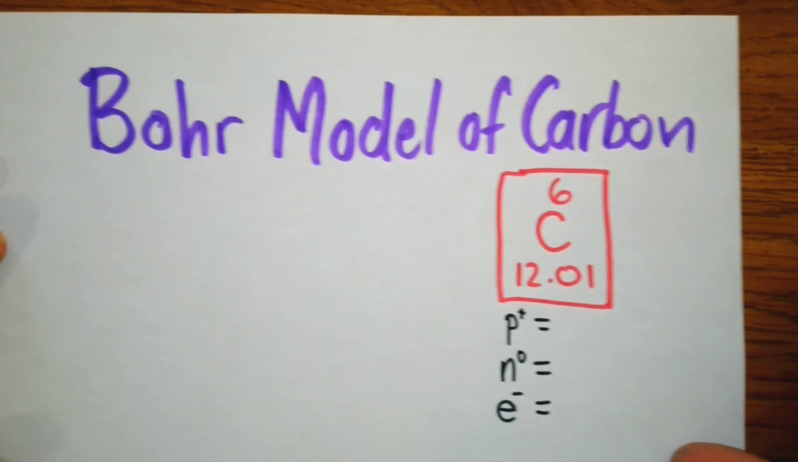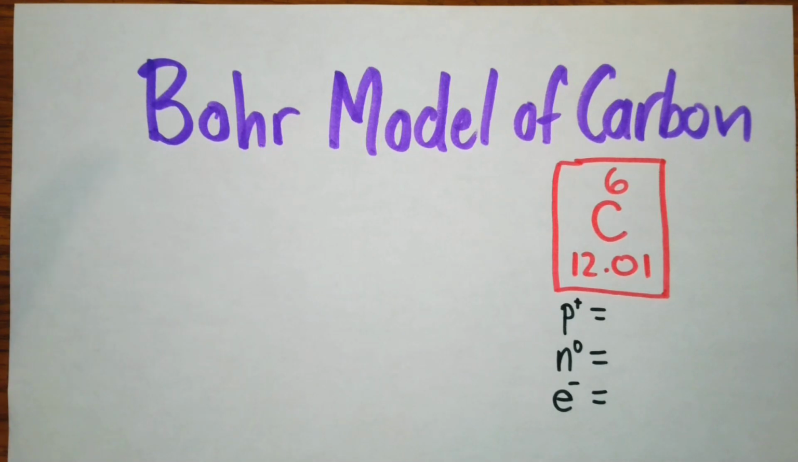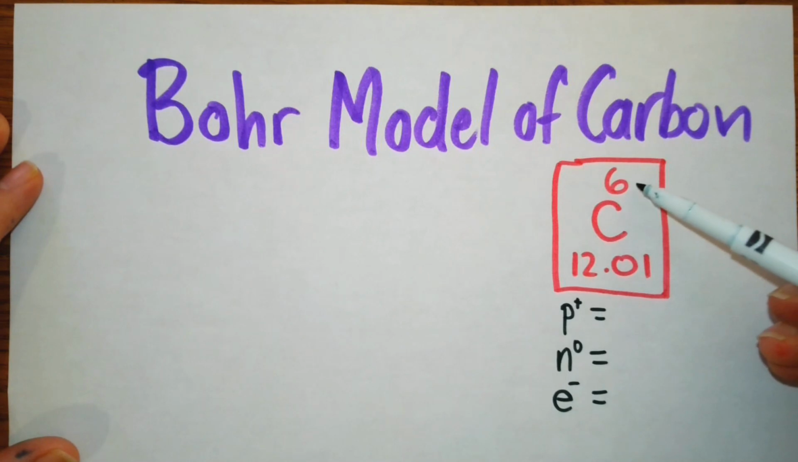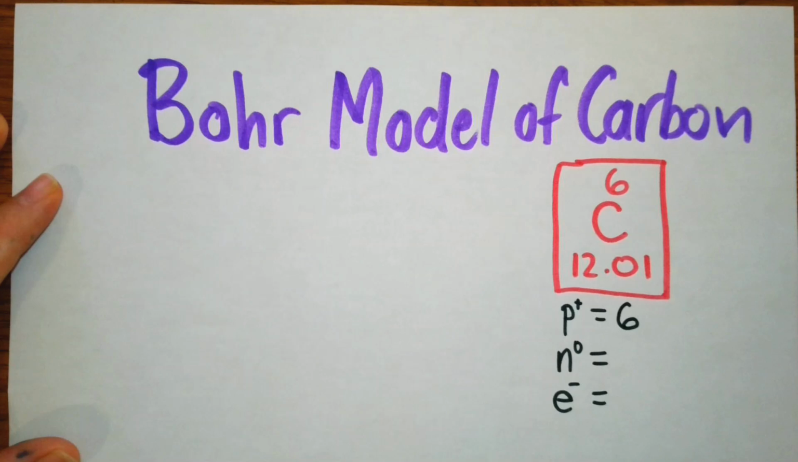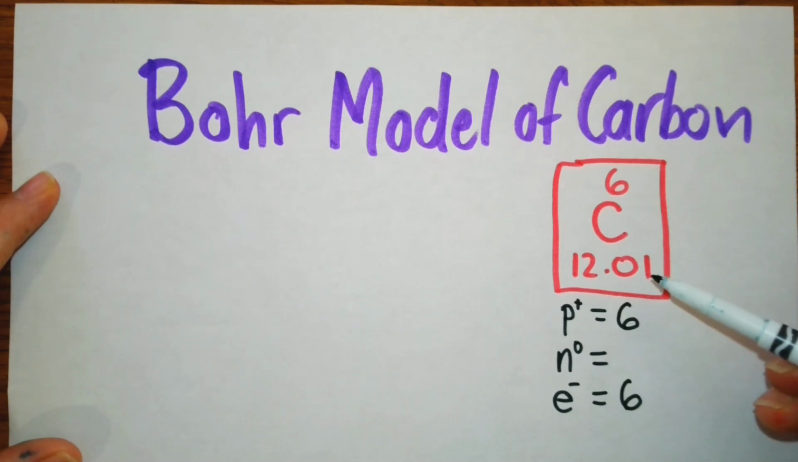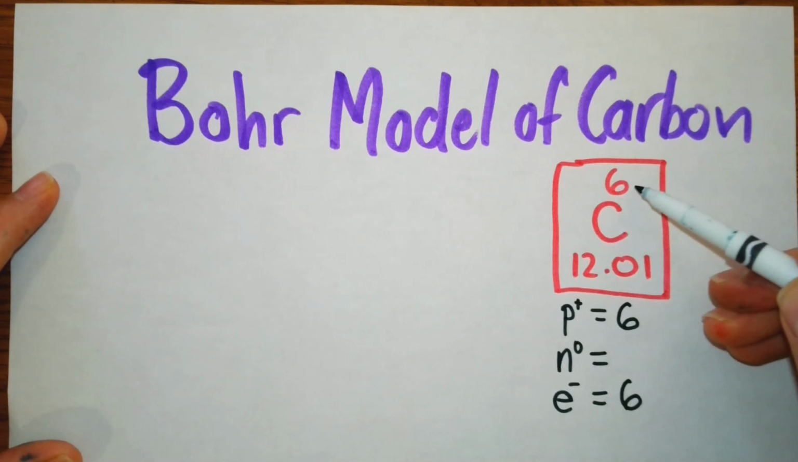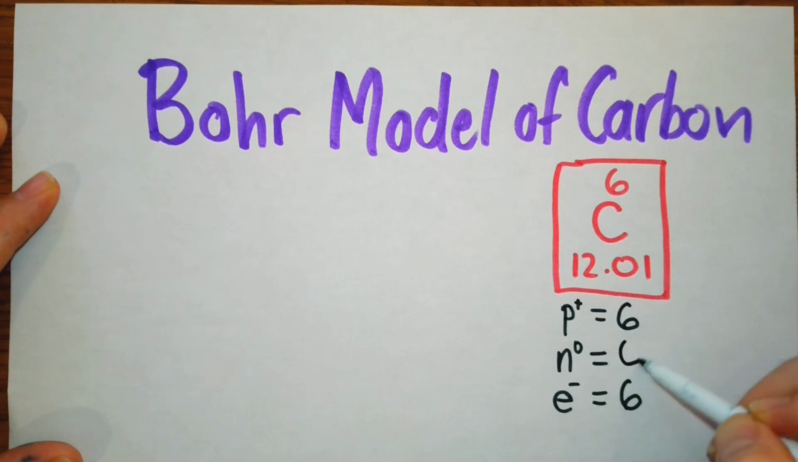So the Bohr model of carbon. What we're going to need here is a periodic table, and I already have this information listed for us. We're going to use the atomic number of 6 here to tell us the number of protons. That atomic number 6 also tells us the number of electrons. To determine the number of neutrons, we're going to take the atomic mass unit, which is 12.01, round it to the nearest number, 12, and then subtract the atomic number. So the big number minus the small number. That's going to get us 6.